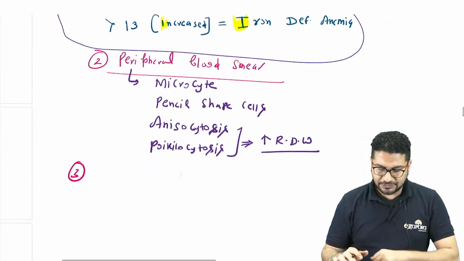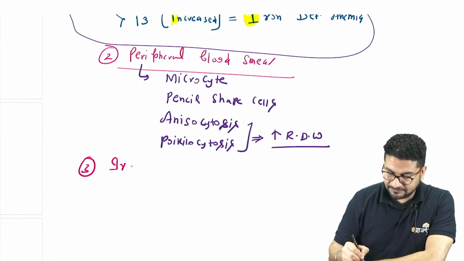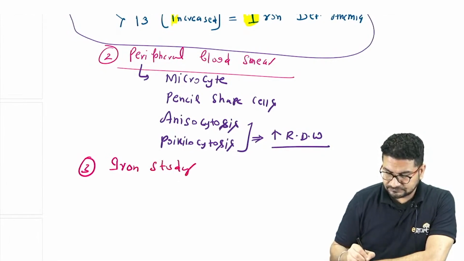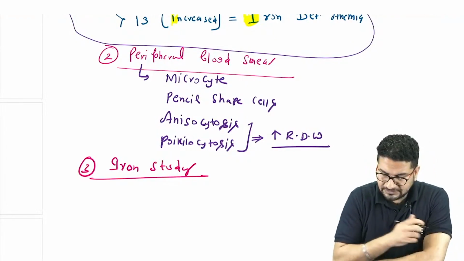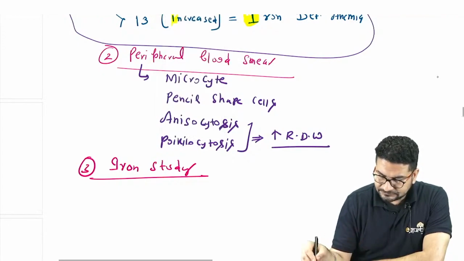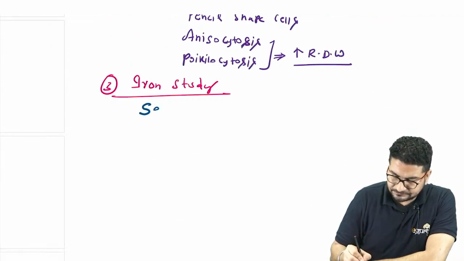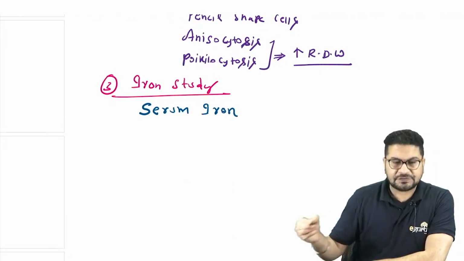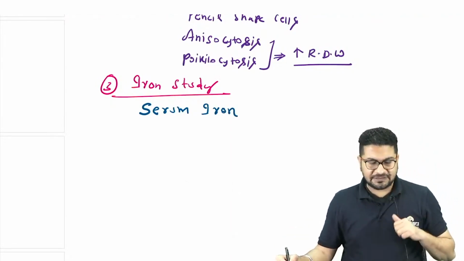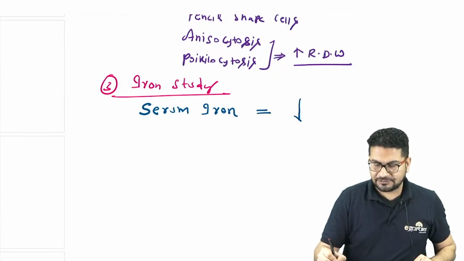So the third thing, you will go for an iron study, because it is expensive. It will cost about 2000 rupees to the patient. Peripheral blood smear is free of cost in government hospitals, and even in private hospitals it's cheaper. In the iron study, you will see serum iron. Serum iron in iron deficiency anemia: will it decrease or increase? Iron deficiency, so serum iron will definitely decrease.